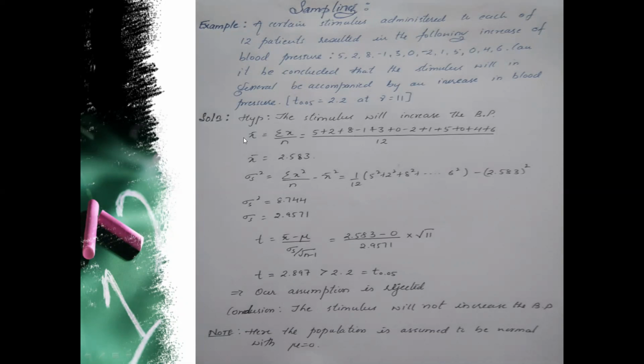Now x bar is summation x by n. Take the sum of all these data, whatever is given. n will be 12, as 12 values are given to us. So x bar is 2.583.